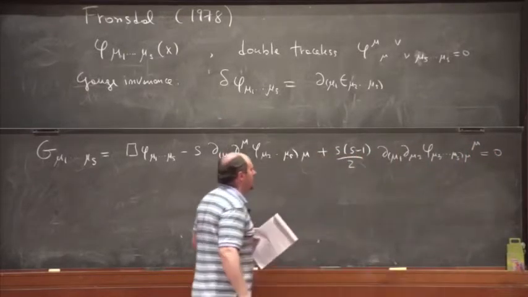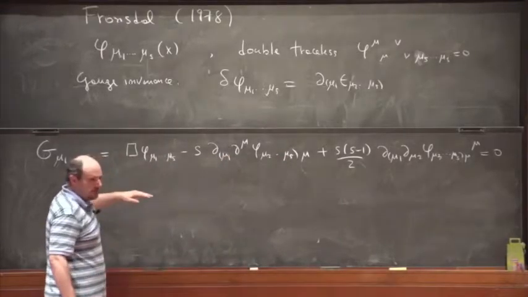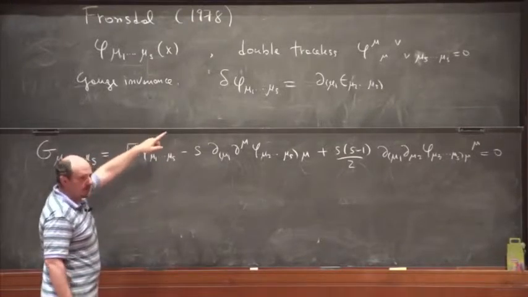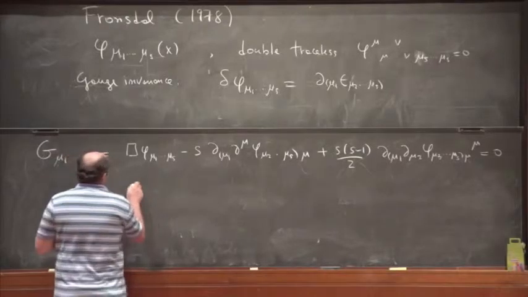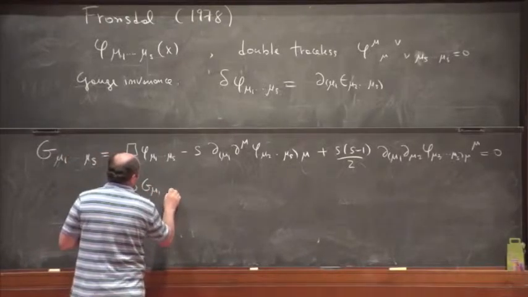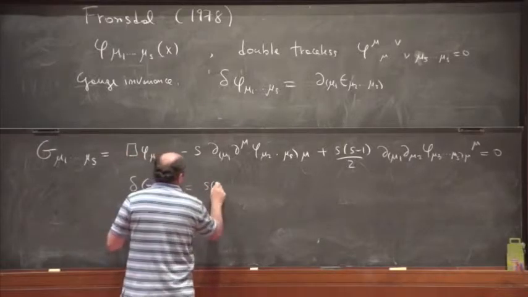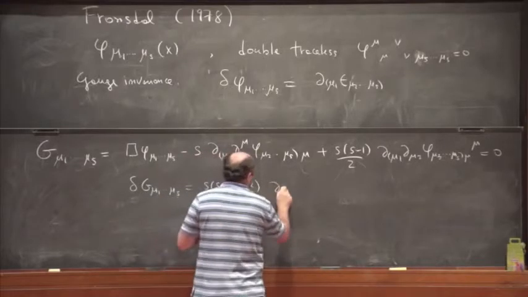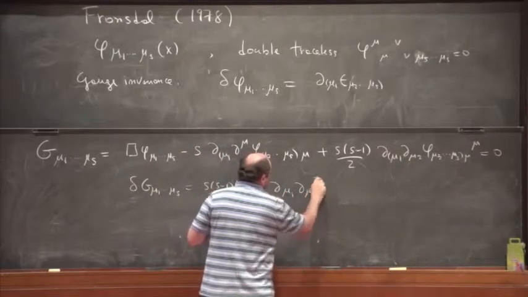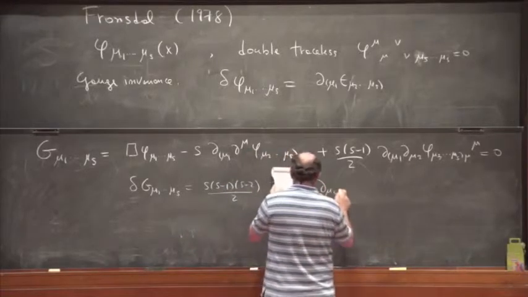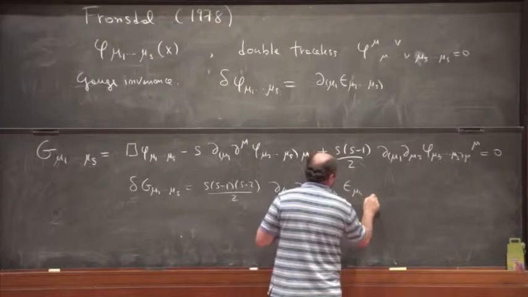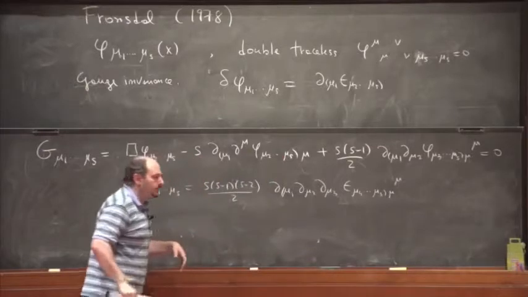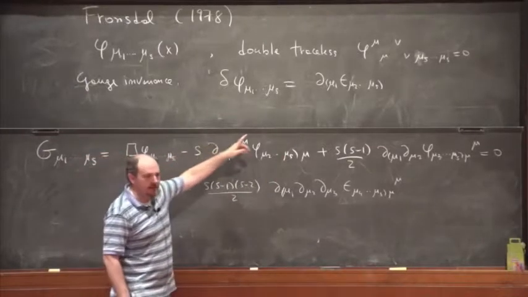Okay, so that's the equation that Fronsdal found. You should try to take the gauge variation of this equation of motion using that gauge transformation to show that the gauge variation of this is S, S minus 1, S minus 2, divided by 2. The details do not matter too much, except that here you get the trace of the gauge parameter. So in order for this to be gauge invariant, you have to restrict the gauge parameter to be traceless.